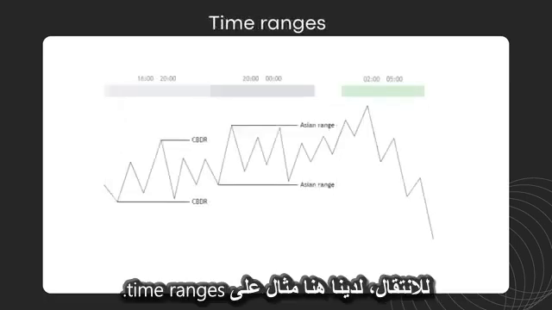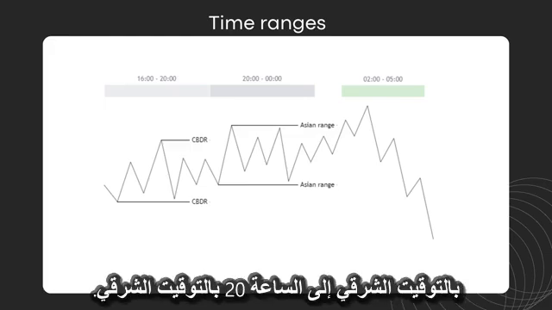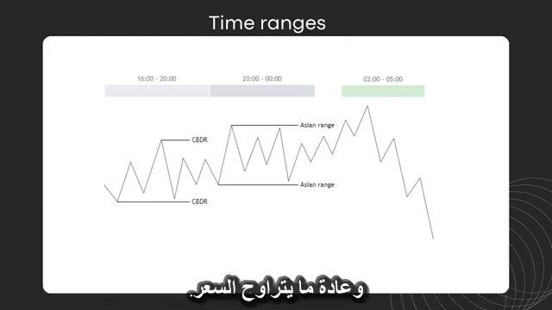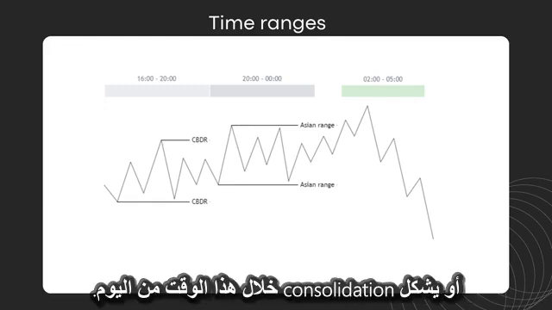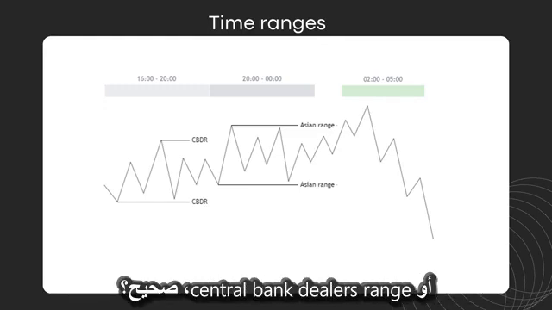Now, moving on, here we've got an example of time ranges. You can see right here we've got some times. First one is from 16 Eastern time to 20 Eastern time, and this time of the day represents the central bank's dealer range, right? Price usually ranges or forms consolidation during this time of the day, and this is treated as a dynamic range known as the CBDR, or the central bank dealers range, right?